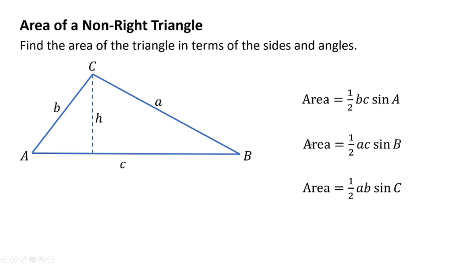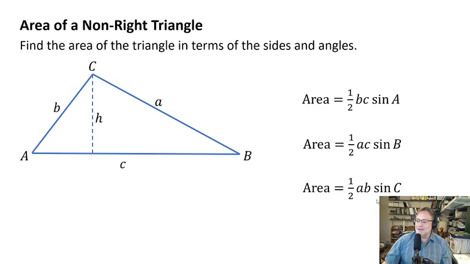There are actually three possible formulas here: 1/2 BC sine of A, 1/2 AC sine of B, or 1/2 AB sine of C. So basically the only rule here is that the angle has to be whatever letter is not represented by these two other sides. So BC sine of A, AC sine of B, or AB sine of C. Another way of seeing it is it's two sides multiplied together times the sine of the angle in between them. AC sine of B, AB sine of C, BC sine of A. So it's two sides multiplied together times the sine of the angle in between those two sides.